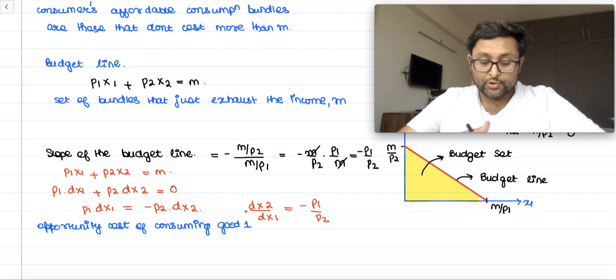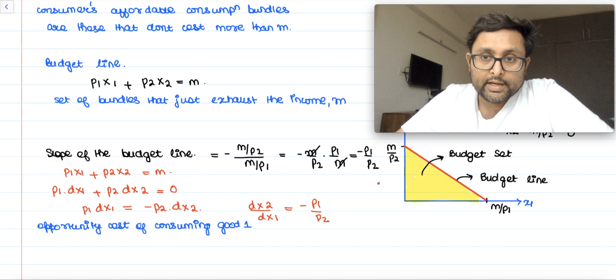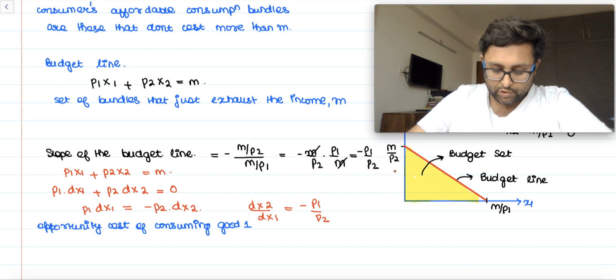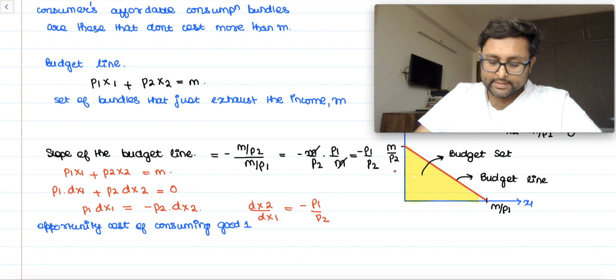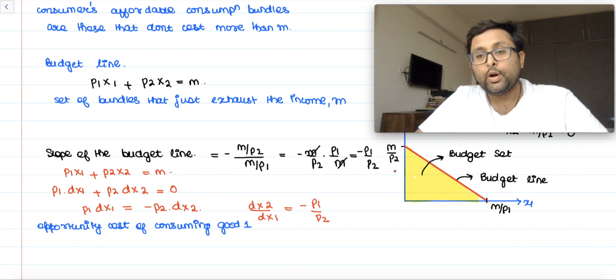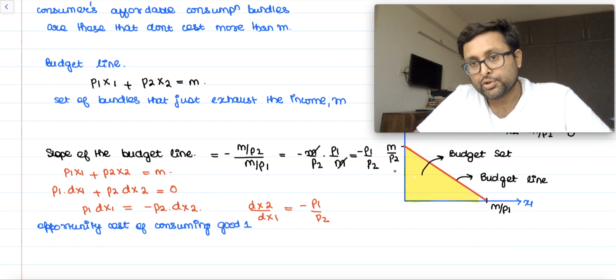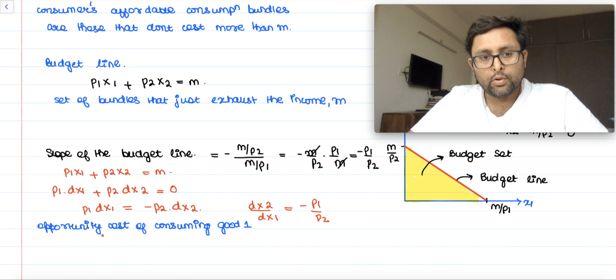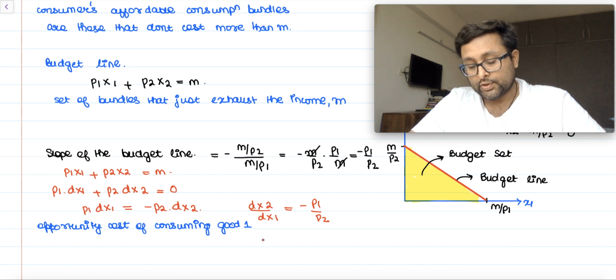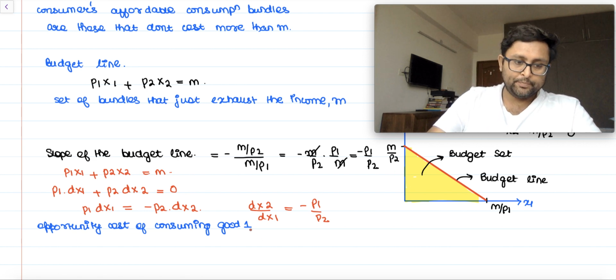And this is also called the opportunity cost, because if you want to consume one more unit of x1, you have to give up some units of x2, right? So the opportunity cost of consuming good 1 is that if you want to have more of good 1, you have to give up some amount of consumption of good 2. So that is what the opportunity cost of good 1 is.